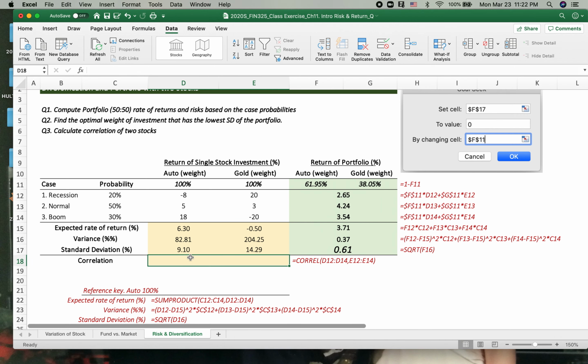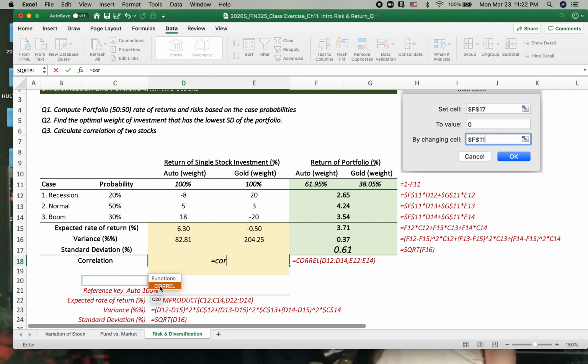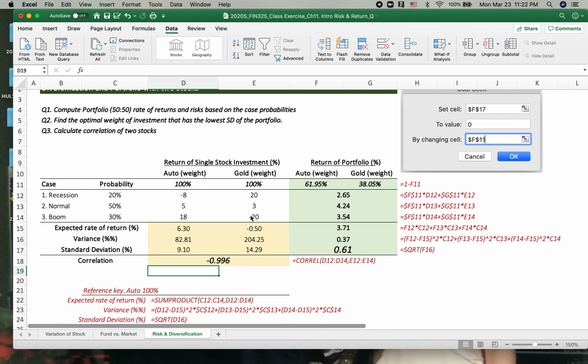Then the correlation between the two stocks. Question number 3 is just correlation. Just drag these two stocks, so the order doesn't matter. So we found an almost perfectly negative correlation that makes the standard deviation very low, because one stock and the other stock are moving in totally different directions.